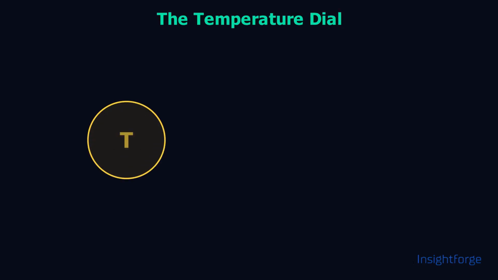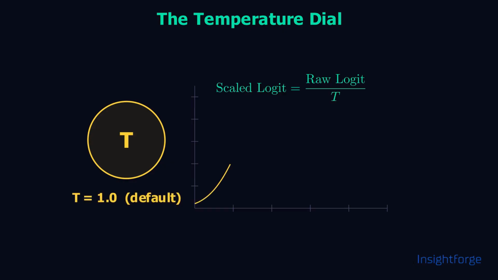To fix this robotic boredom, we introduce the temperature dial. Think of temperature as a mathematical volume knob that reshapes the entire probability curve before Softmax is even applied. Mathematically, it is beautifully simple. We take every raw logit and divide it by the temperature value before passing it to Softmax. Scaled logit equals raw logit divided by temperature. At the default temperature of 1.0, the logits are completely unchanged. The output is exactly what the model calculated. Nothing is shifted. But when we change this single value, the magic happens. The entire shape of the probability distribution transforms dramatically.